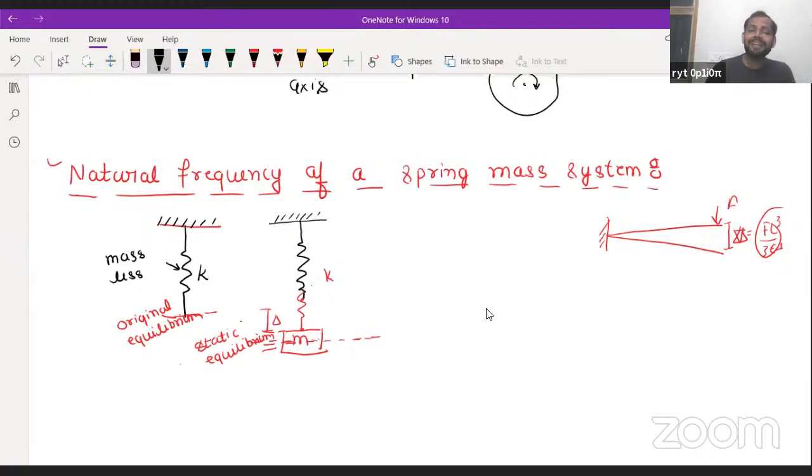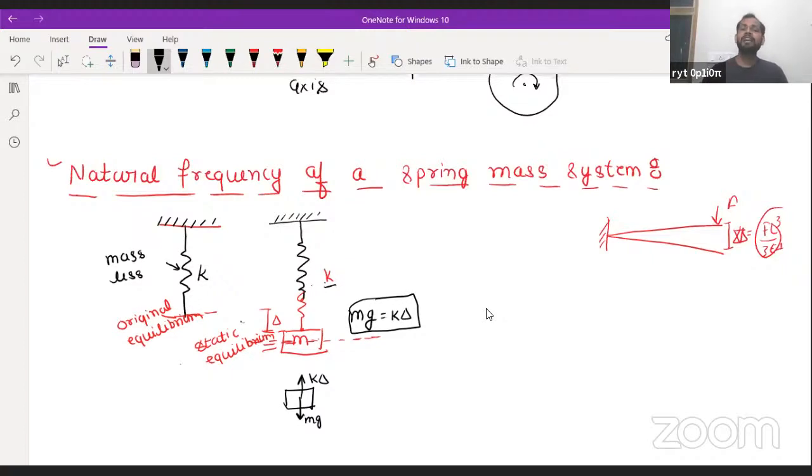As you know, in that condition, if K is the stiffness, this mg force is balanced by the K delta. Why? Because when we draw the free body diagram, the weight is acting in the downward direction, and the spring force K delta is in the upward direction, because delta is the static deflection. So the weight is counteracted by this initial spring force K delta. Now the system is in equilibrium.